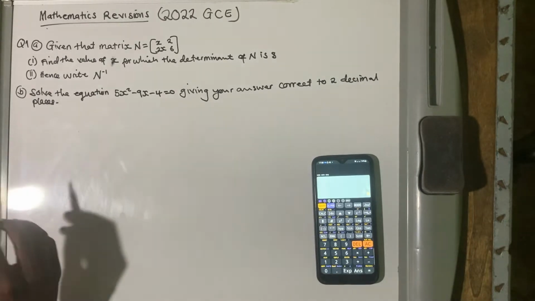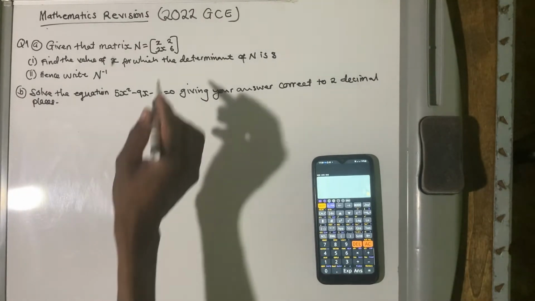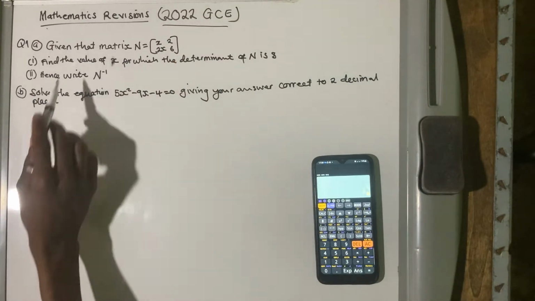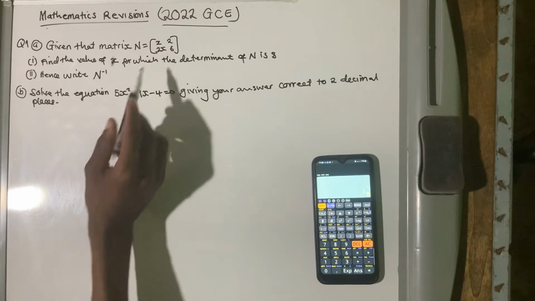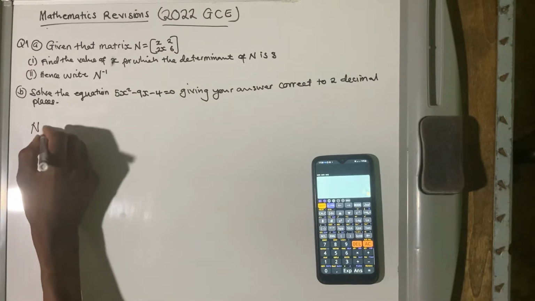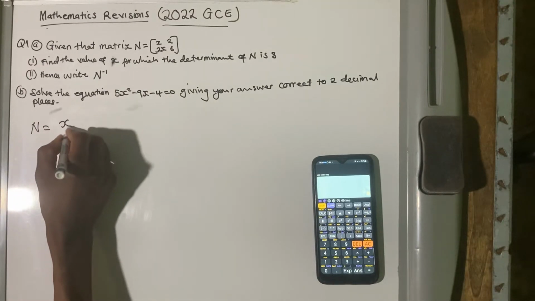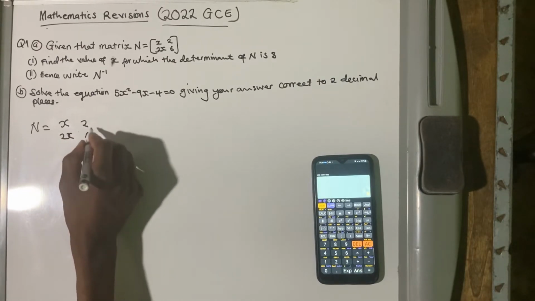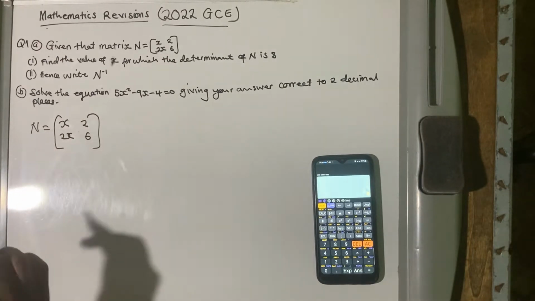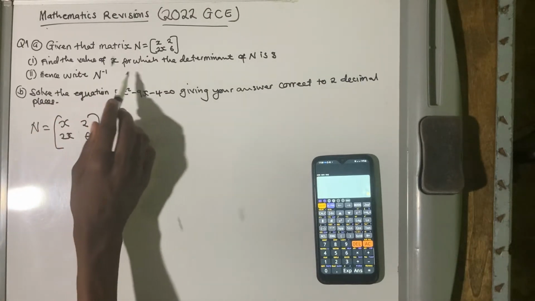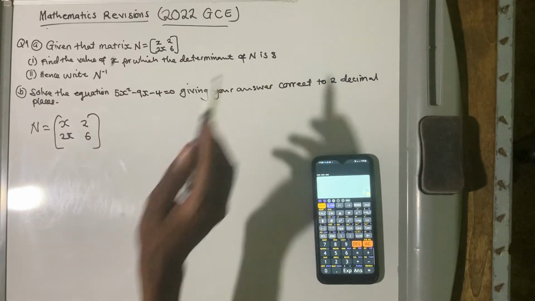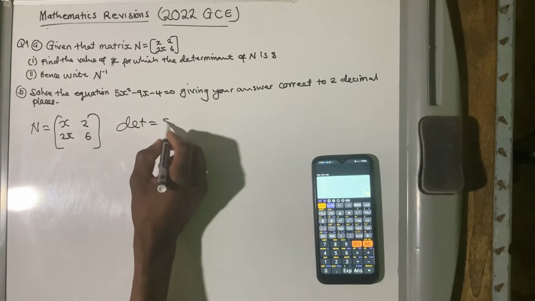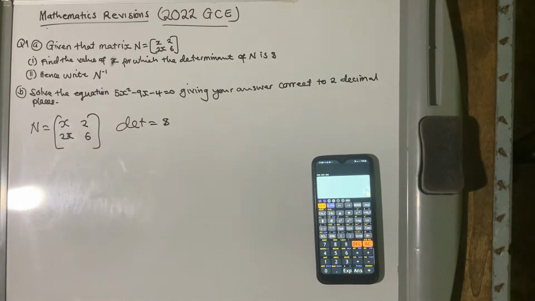Question 1 in 2022 GCE Mathematics. Given that matrix N is equal to x, 2, 2x and 6, find the value of x for which the determinant of N is 8. So the determinant of this matrix is equal to 8, and they want us to find the value of x.